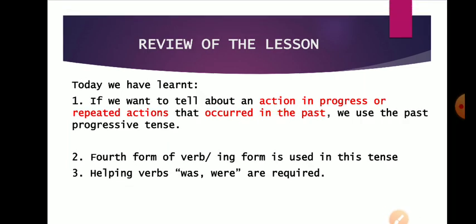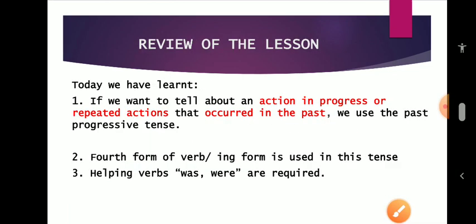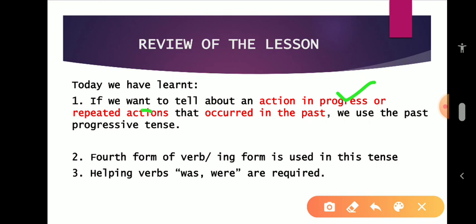Okay, we review the lesson, what we have learned today. First one is, we have learned that if we want to tell about an action in progress or a repeated action that occurred in the past, we use the past progressive tense.